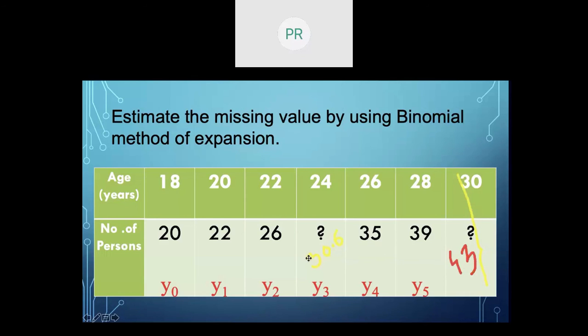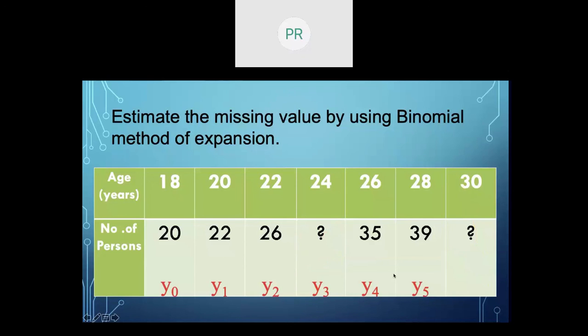And here in this case, it is 30.6. Now this is the binomial expansion method wherein you have obtained one of the intermediate values and one of the missing values outside the series, estimating them together. So this is the binomial expansion method.